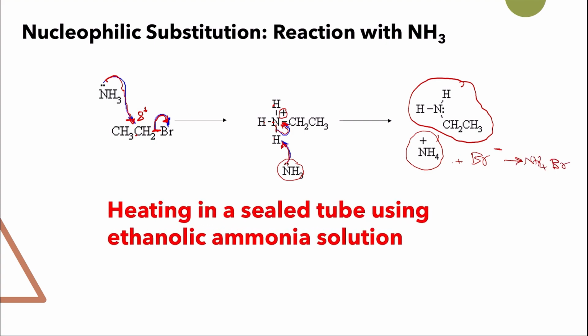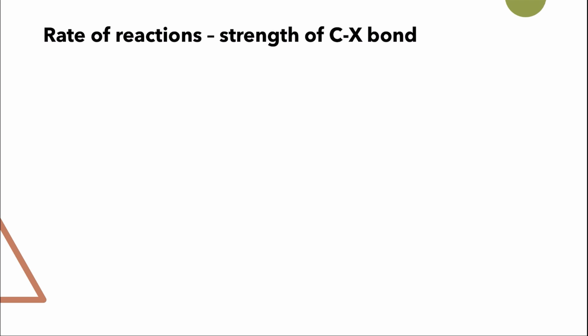The condition for this reaction is to heat the reaction in a sealed tube using ethanolic ammonia solution. The rate of the reaction will depend on the strength of the bond between the carbon and the halide. What do we mean by this? The strength of the bond between carbon and halide will determine the reactivity of the substitution reaction.